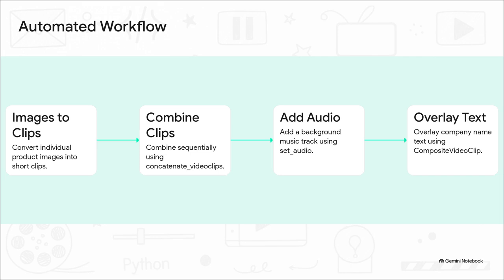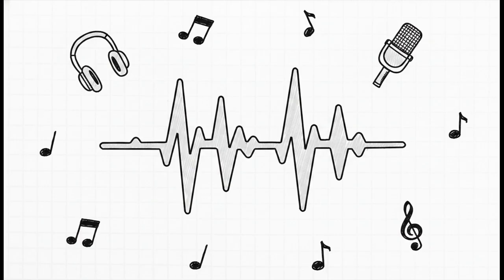Step 2, we stitch them sequentially using concatenate_videoclips. Step 3, we lay down a nice background music track using set_audio. Step 4, we overlay a genuine text clip of the company name right on top using CompositeVideoClip. And there you have it, a complete promotional video pipeline that entirely automates what would normally require a human editor sitting at a manual editing bay.